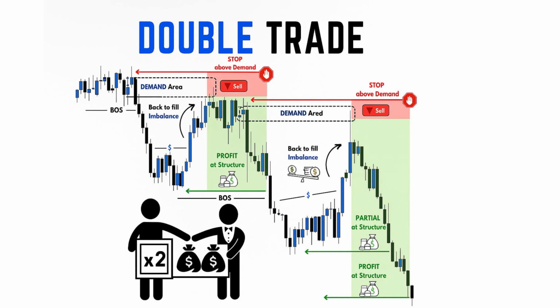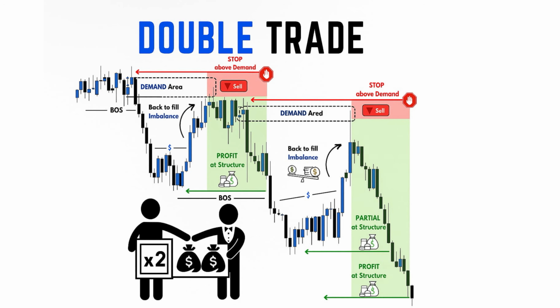As price rallies, you take your profit at the next structure. Now watch closely. If price makes a strong move up and then reverses back to fill the imbalance it created on the way up, that same demand zone can be tested again. However, if price breaks down through it with a new BOS, the character has changed. This demand zone has now turned into a supply zone.